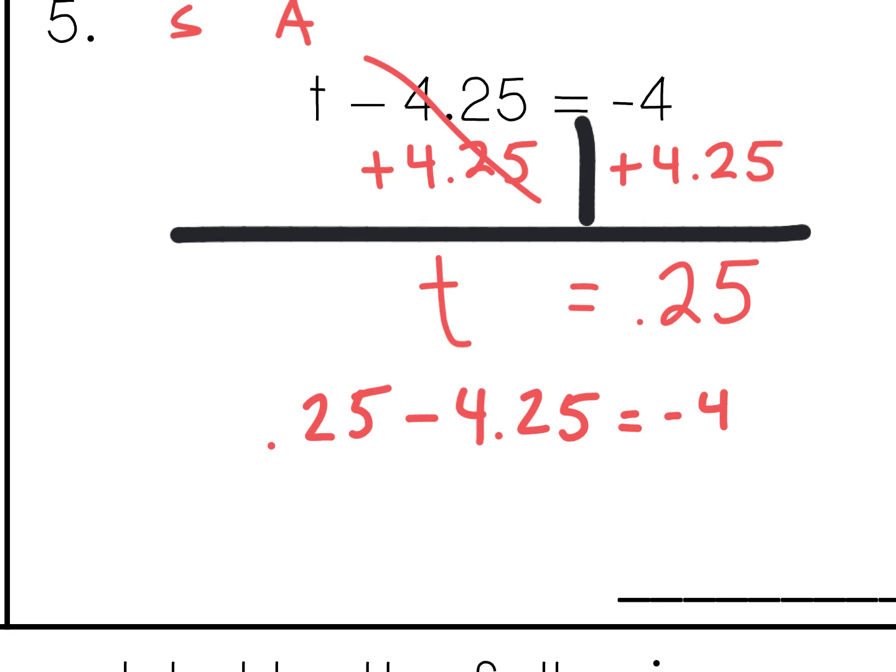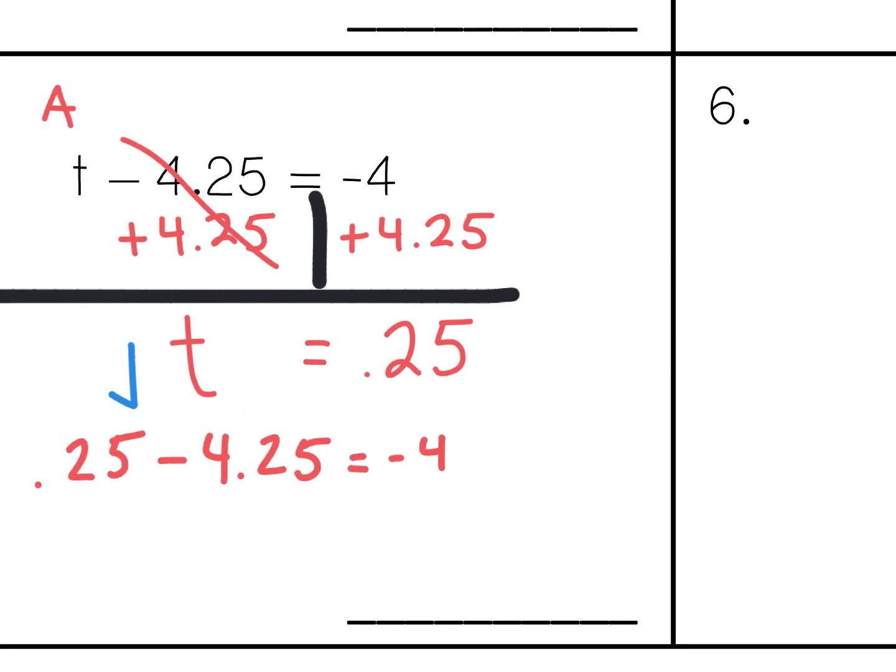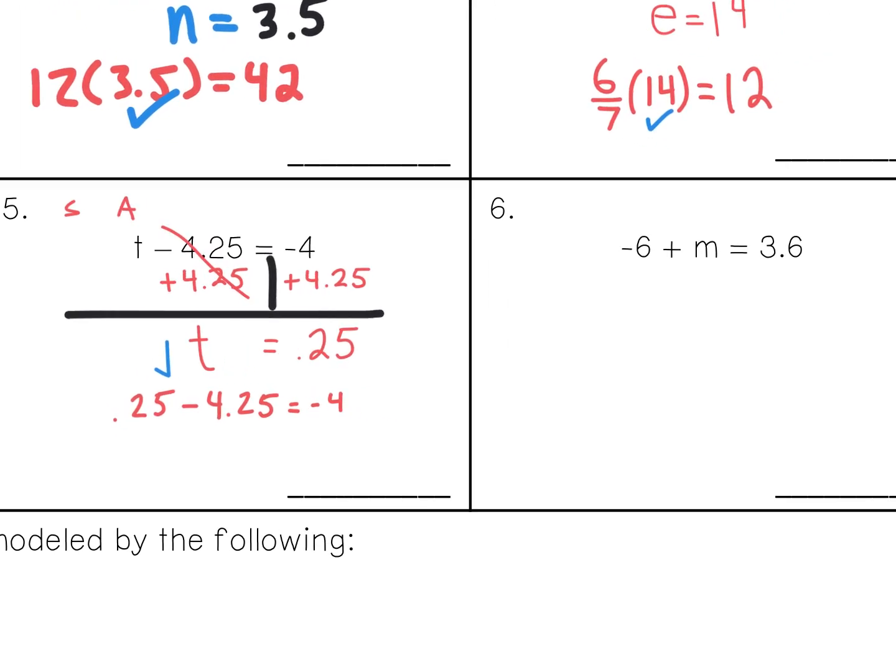You don't know. So type it in the calculator. See what you get. Negative 4. Yep. Okay. I want you to do the next one on your own. So do number 6 on your own real quick.